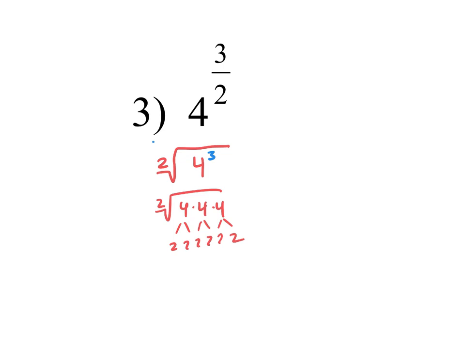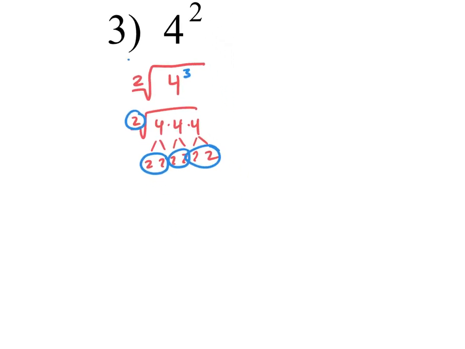So I'm circling groups of what here? 2. Groups of 2. So 2, 2, and 2. So how many 2s are going to come to the outside? 3, because I have 3 circles. So I have 2 times 2 times 2. What's 2 times 2 times 2? 8.